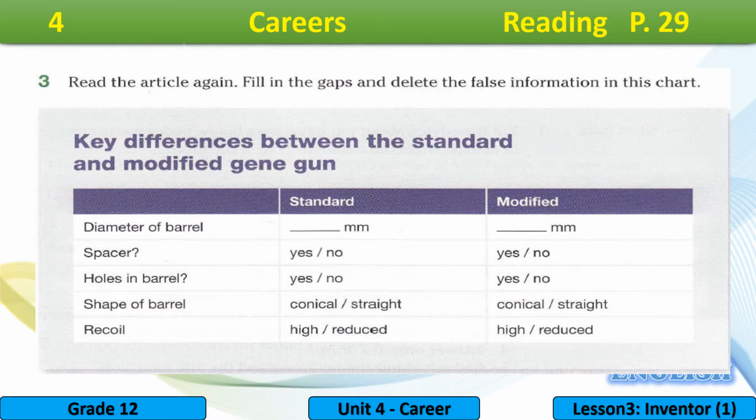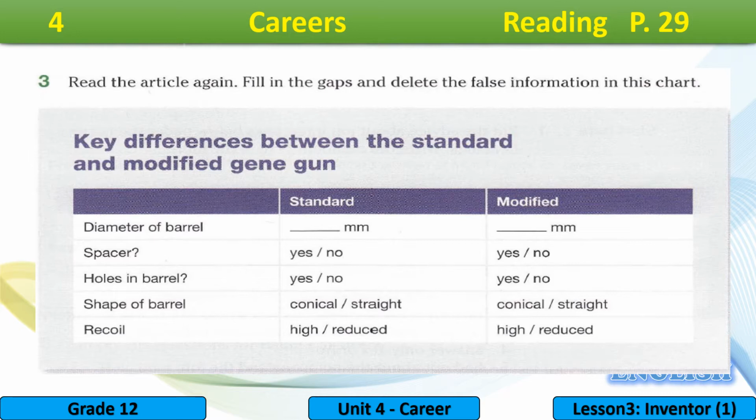As you can see, to the left, we have the points that we are going to compare between the standard and the modified gene gun. We have sometimes to fill in the gaps, and other times we have to choose the correct choice. Let's have a look at the first point. Diameter of barrel, we have to find how many millimeters was in the standard and how many millimeters was in the modified.